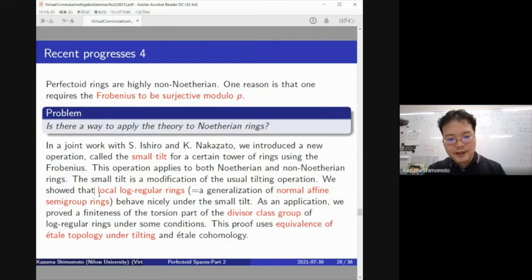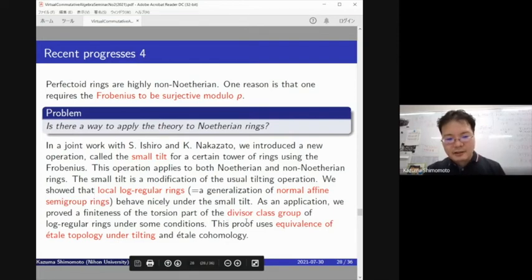So this class of rings behaves nicely under the small tilt. As an application, we proved a finiteness of the torsion part of the divisor class group of log regular rings under some conditions. This proof uses the equivalence of étale topology and tilting, and étale homology.